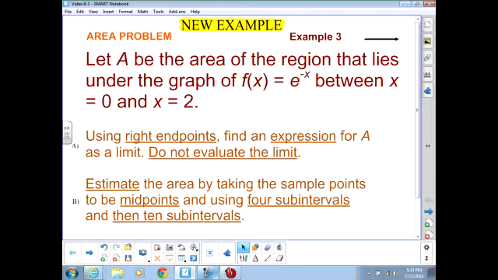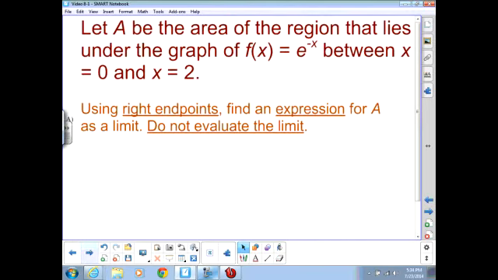The first thing we'll do is write an expression with a limit, but not evaluate it, that represents the area using right-hand endpoints. In part B, we're going to use 4 rectangles and use the midpoints to estimate the area. And then we'll do the same thing with 10 rectangles.